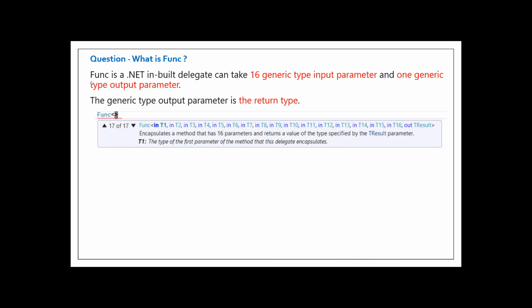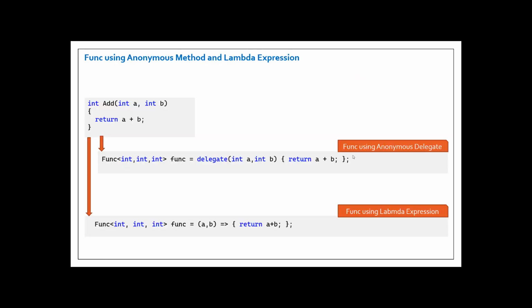Let's have a look in more detail. Func is a .NET inbuilt delegate that can take 16 generic type input parameters and one generic type output parameter. The generic type output parameter is basically the return type. This is a screenshot taken from Visual Studio. We can see here we have 16 parameters from T1 to T16, and there is one output parameter, which is TResult. We have already seen we can create a Func delegate to refer to a named method, right? But we can also use Func for an anonymous method and also for a lambda expression. Let's see how. Here we have the same add method.